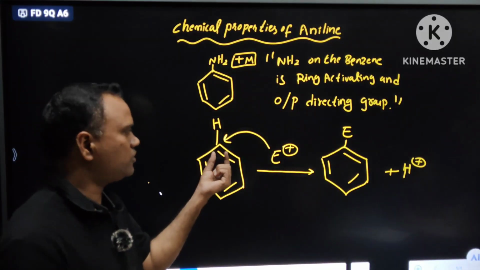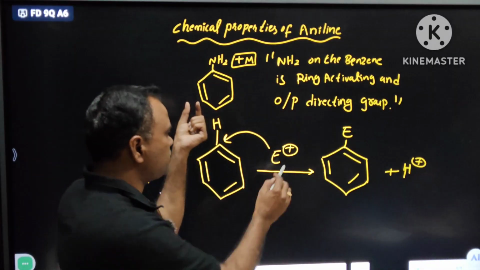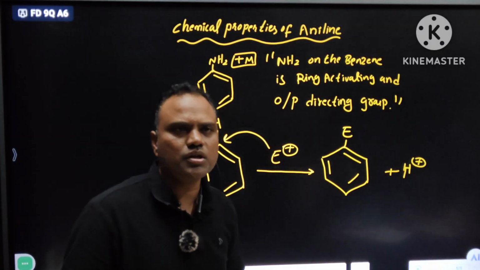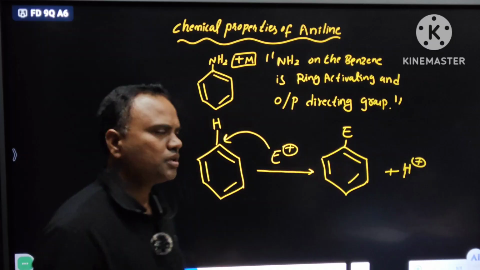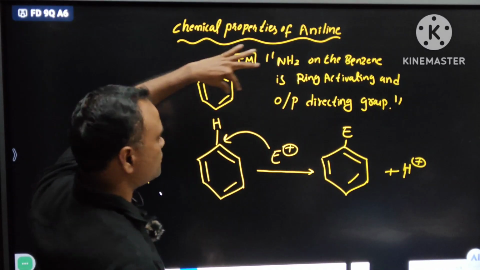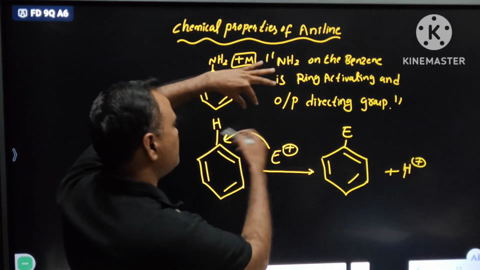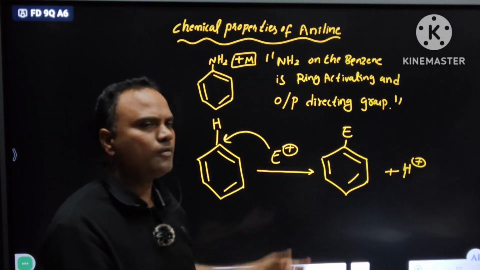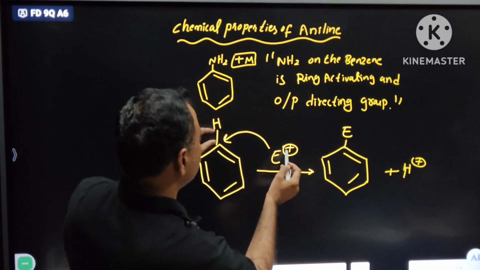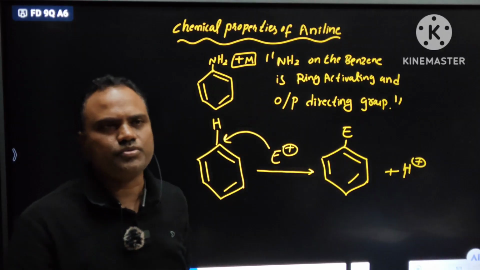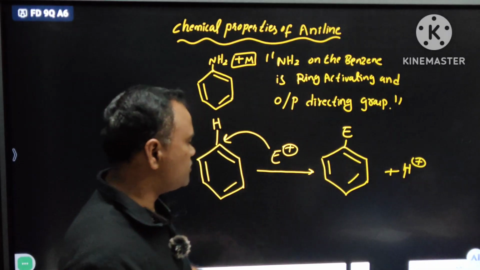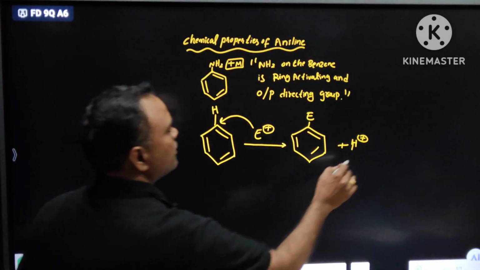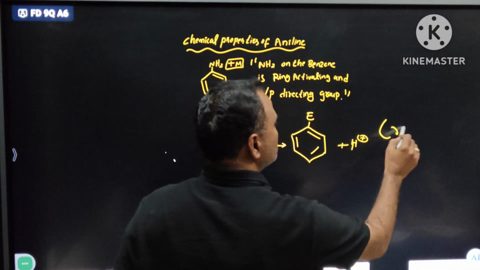One electrophile is replaced by another electrophile. This is called aromatic electrophilic substitution reaction, right? Clear? H+ leaves and E+ will come. H+ is electrophile, E+ is electrophile. So, electrophilic substitution. Now why did I write benzene here? Our topic is aniline. Now let us write aniline. Let us consider the rate of this reaction. Rate of this reaction is R1.